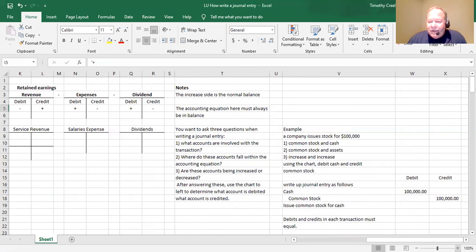So if we were writing the journal entry, we would debit cash. We always show the debit first. We've got a little debit and credit column here. Then you would show, and do a slight indentation. You would show the credit on the second line. You see common stock here. And then a short description of what you did, which is to issue common stock for cash.